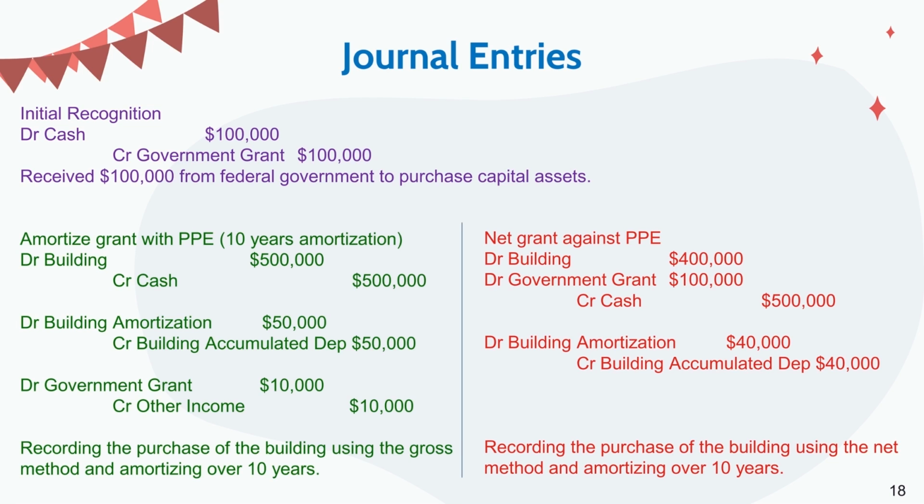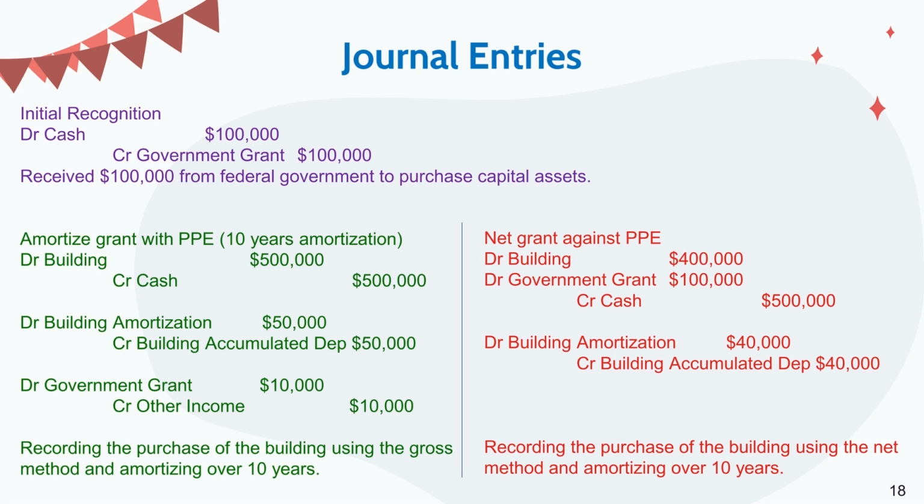And then in green, you're going to see that we're going to amortize the government grant on the same basis as the PP&E. So when we purchase the building, we would debit our building for $500,000 and credit cash for $500,000. Then every year, as there's going to be building amortization, we would debit that by $50,000, and then we would credit building accumulated depreciation for $50,000. And then finally, we'll debit our government grant for $10,000 and credit other income for $10,000.